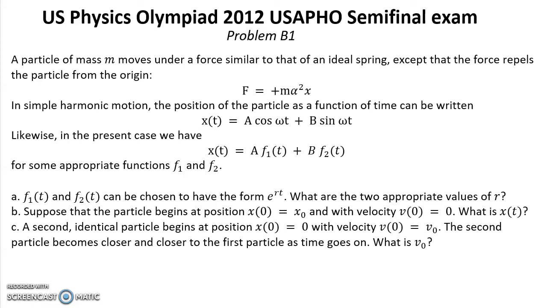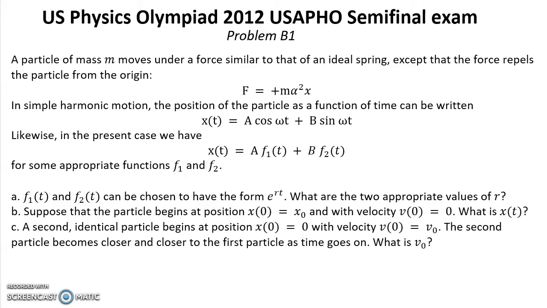A particle of mass m moves under a force similar to that of an ideal spring, except that the force repels the particle from the origin. F equal positive m alpha squared x. In simple harmonic motion, the position of the particle as a function of time can be written in the form of a cosine omega t plus b sine omega t.